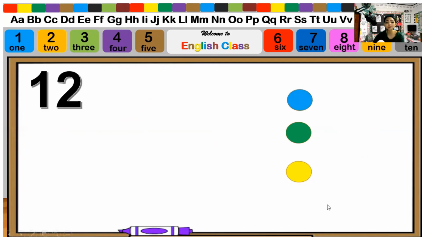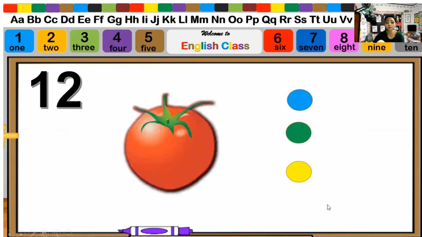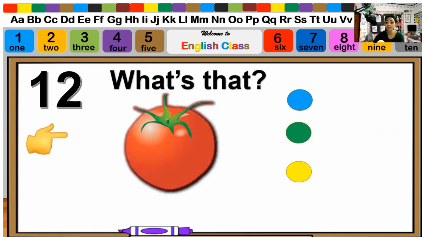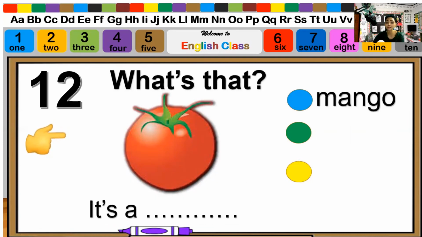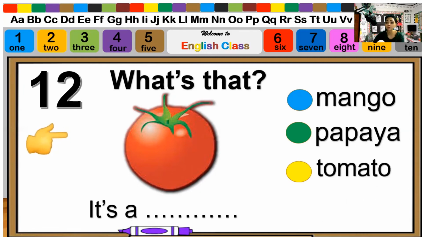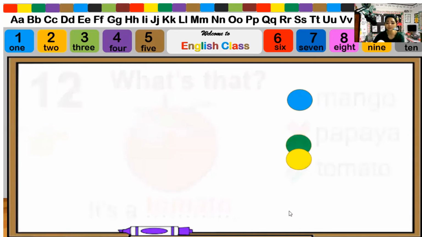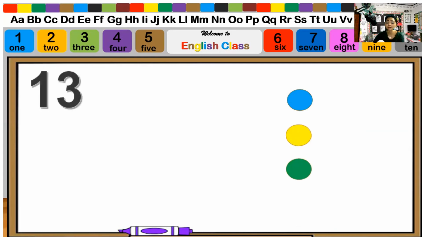All right, let's continue. Number 12. Okay, what will be the question? What's that? Okay, it's a mango, papaya, or tomato. Okay, let's try papaya. Is it a papaya? No, it's not. Okay, is it a tomato? Good job. Yes, it's a tomato. Okay, next question, number 13.